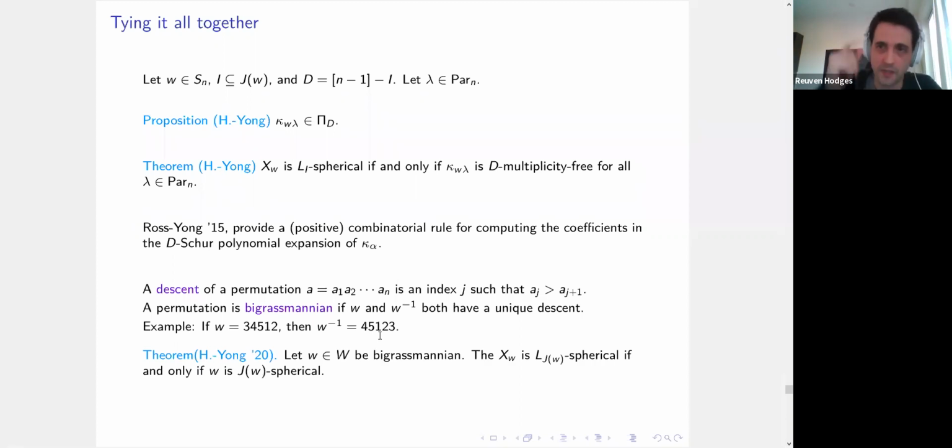Alex and I used the theorem above to prove our conjecture for bi-Grassmannian Schubert varieties. That is, let w be bi-Grassmannian, then the Schubert variety is L_J spherical if and only if w is J-spherical in the Coxeter sense. And we do this exactly by showing you start off with w being J-spherical. You then show that all of the associated key polynomials are going to be D-multiplicity free. And then this theorem says that that will in fact give you that the Schubert variety is geometrically multiplicity free.